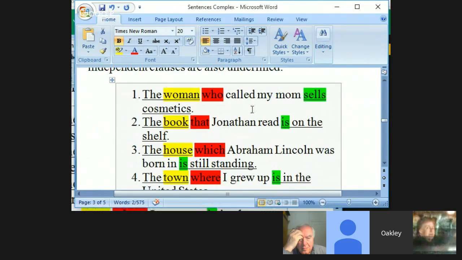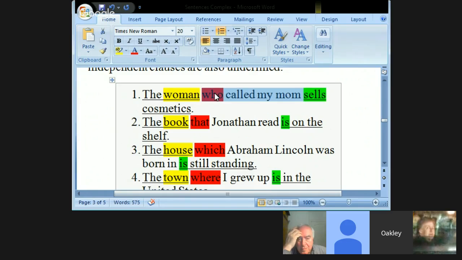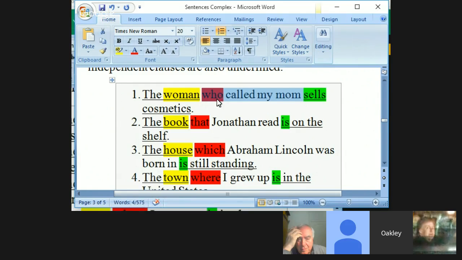The woman who called my mom sells cosmetics. The independent clause here is the woman sells cosmetics. That's the complete idea. So you kind of have smushed here in the middle, who called my mom? Who here is a relative pronoun. Pronoun is important. So who is the subject noun of the dependent clause? Who called my mom? It's referring obviously to the woman. It is a pronoun, just like he or she or it.